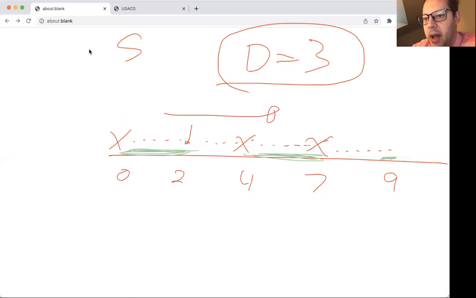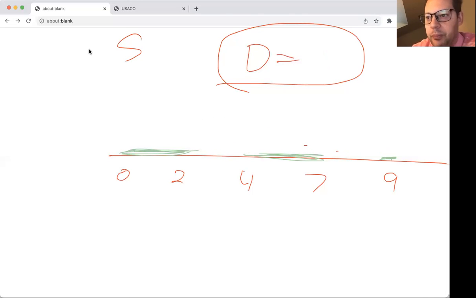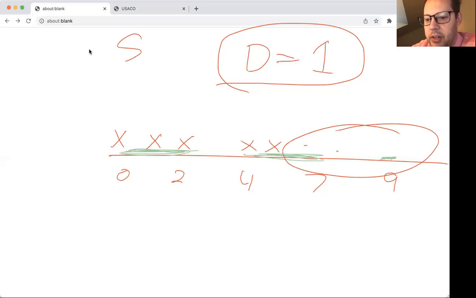That was a linear pass, but I verified that D=3 is too large because I was not able to place all of the cows. So that means that D has to be smaller. So what if, for example, I tried D equals 1? I would be able to put my first cow here. My second cow could go on 1. Third cow could go on 2. Fourth could go on 4. Fifth could go on 5, and I'm done. But I have extra grass left over here that didn't get used.